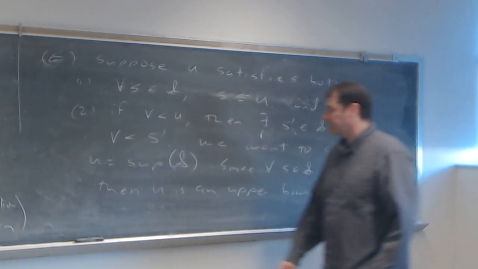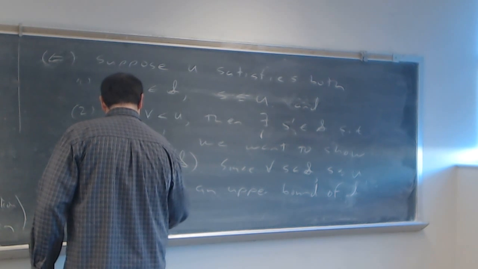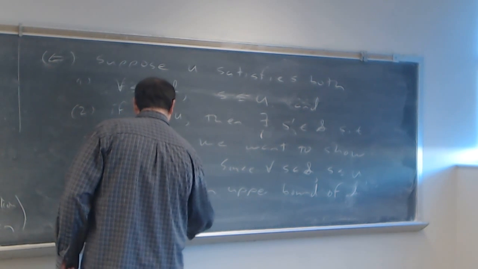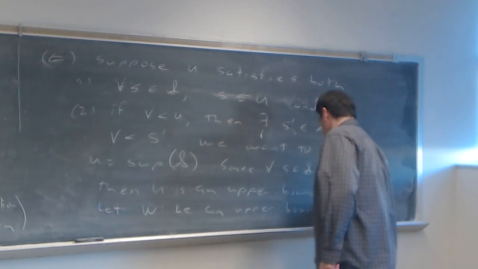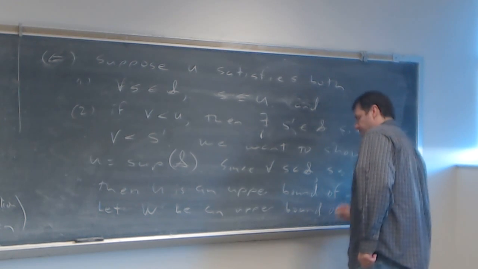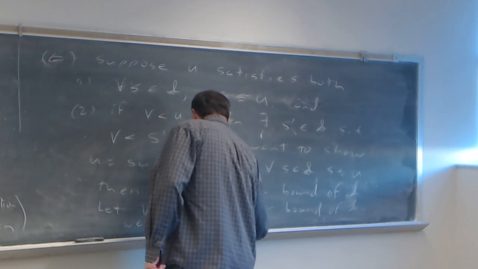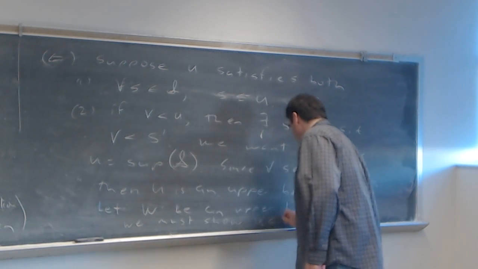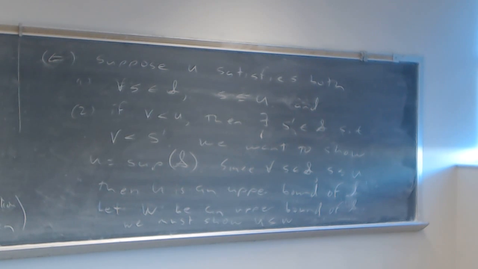That's right. Okay. Now, let W be an upper bound of script S. We must show U is less than or equal to W. That's what we've got to show. Well, in order to prove that, let's do it by contradiction. Let's suppose not.